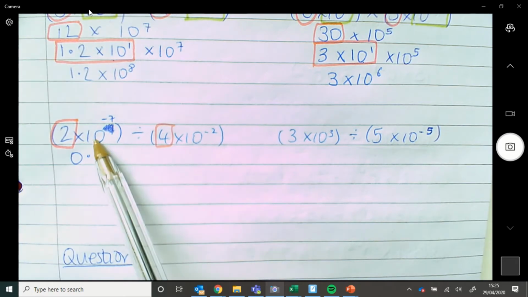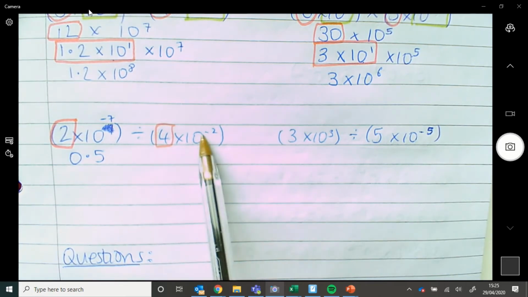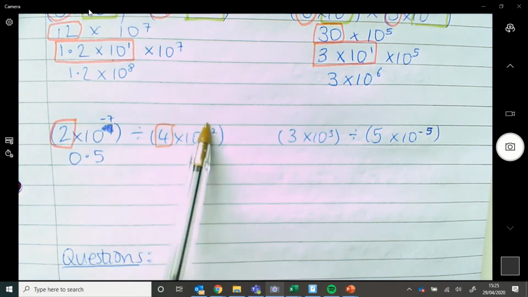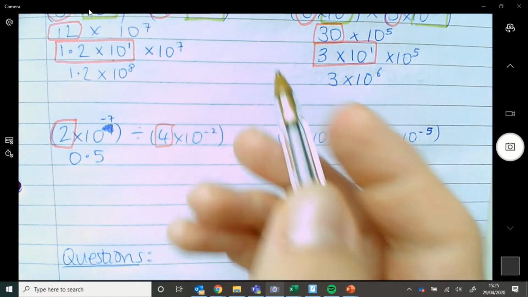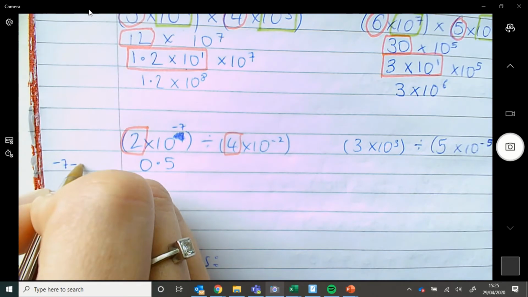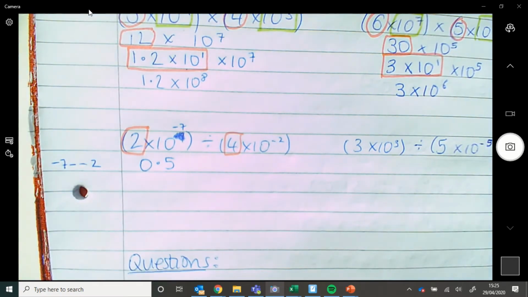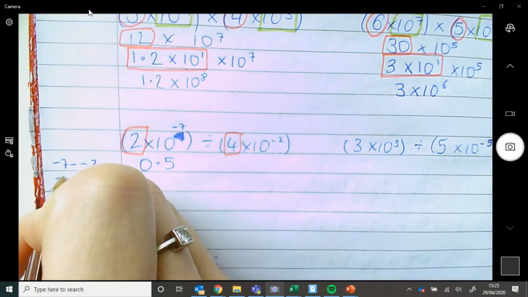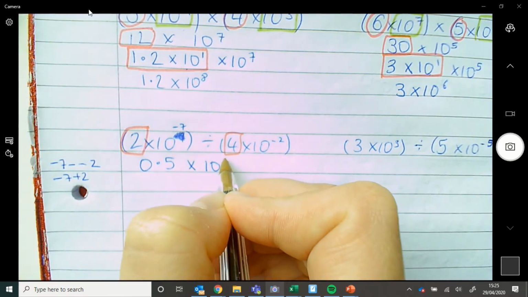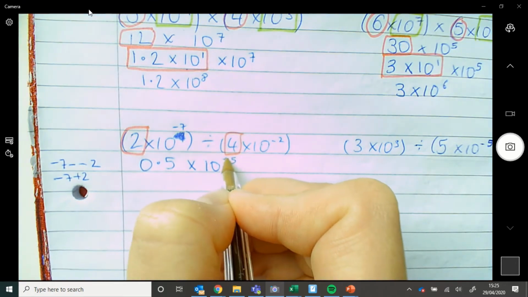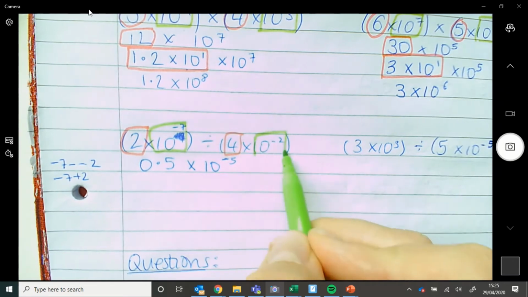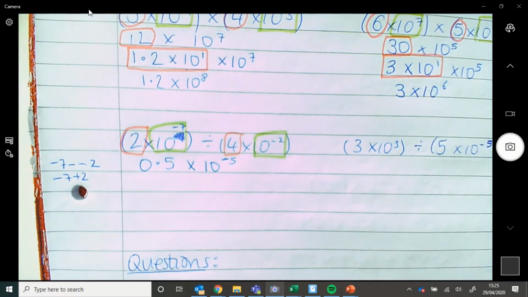I've now got 10 to the power of 7 divided by 10 to the power of negative 2, and I know when I divide powers, I subtract the numbers. So I've got negative 7, I'll write this at the side, negative 7 subtract negative 2. Negative 7 subtract negative 2 is the same as negative 7 add 2. So it's times 10 to the power of negative 5. So this divided by this gives me 10 to the power of negative 5.